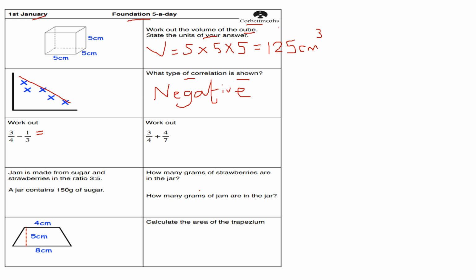Question number 3, work out 3/4 subtract 1/3. So I'm going to cross multiply, or use the butterfly method. 3 times 3 is going to be 9, subtract 4 times 1 is going to be 4, and then it's all over the product of the denominators. So 4 times 3 is 12. Product just means multiply. So I've got 9/12 subtract 4/12, which is going to equal 5/12.